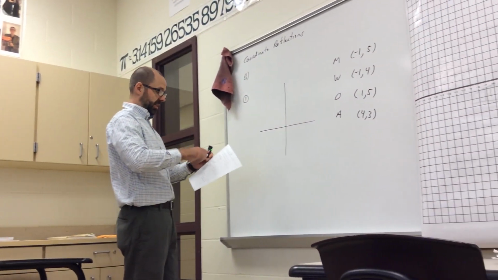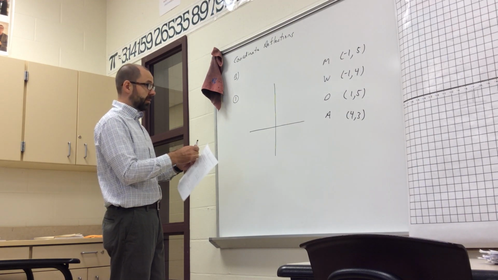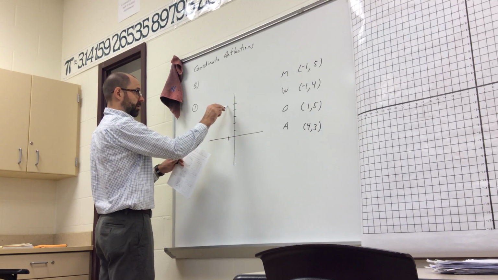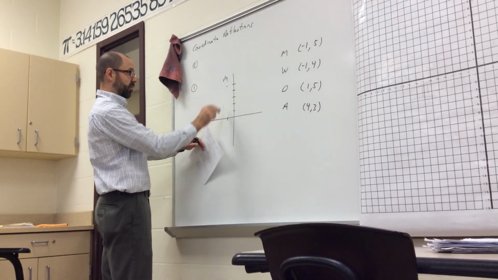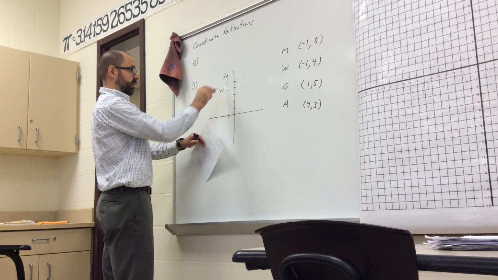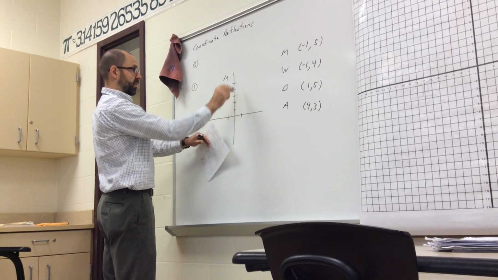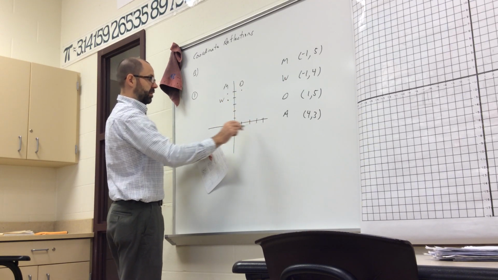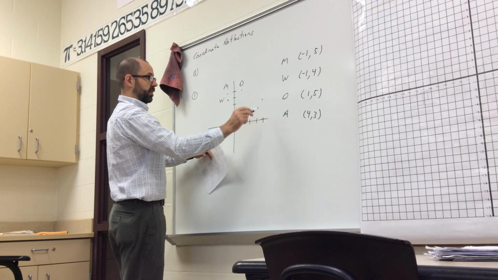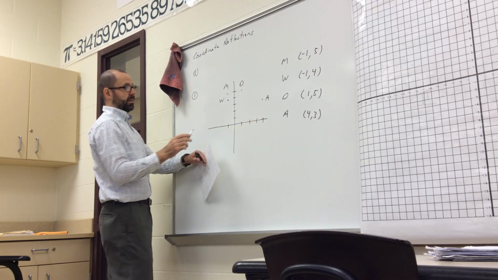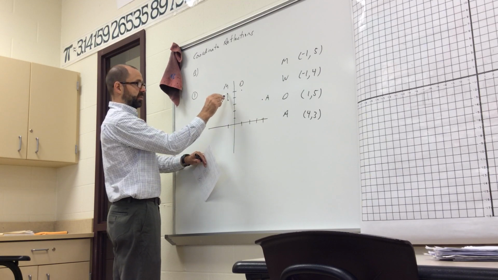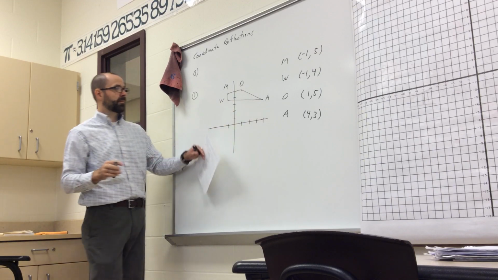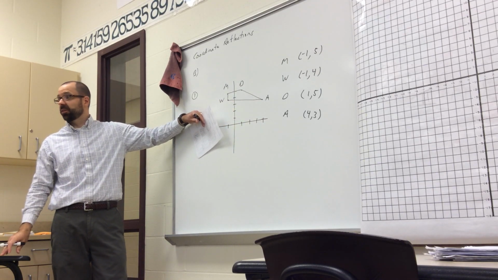All right, so let's see, -1, 5 is M. -1, 4 is W. 1, 5 is D. And 4, 3 is A. And then I want you to connect those. And you get a 4-sided figure.